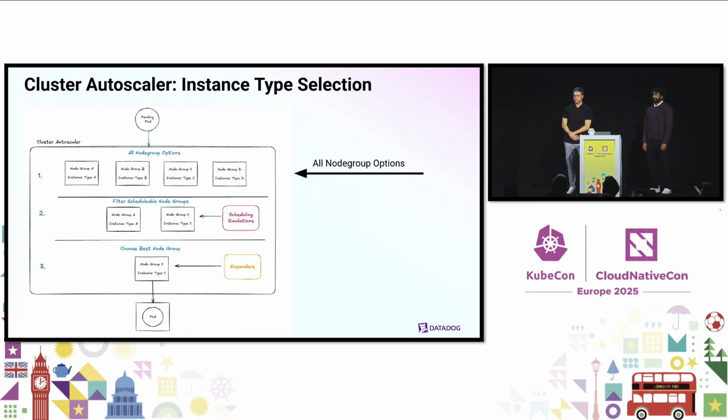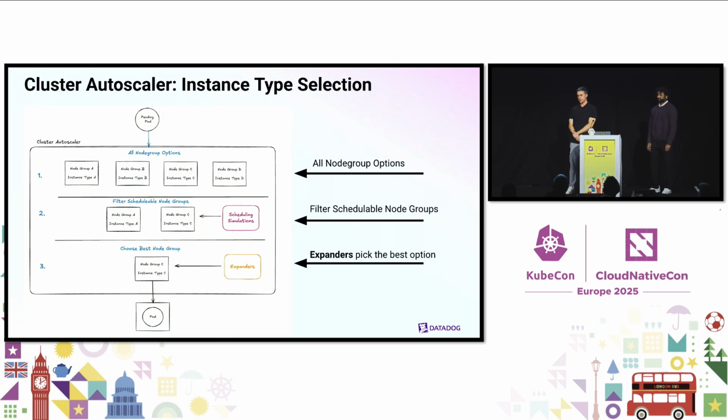So to dive into how instance type selection works within the cluster autoscaler, let's say we have a pending pod that needs to scale up. The autoscaler will first start with all of the node group options, and then it will filter down to the node groups that are able to schedule this pod via scheduling simulations. And then if there are still multiple node groups that can schedule the pod, it will use the concept of expanders to pick the best node group to scale. So we can think of an expander as a strategy to pick the best node group in order to trigger a scale-up to schedule the pod.